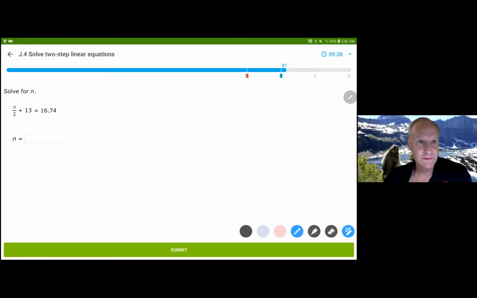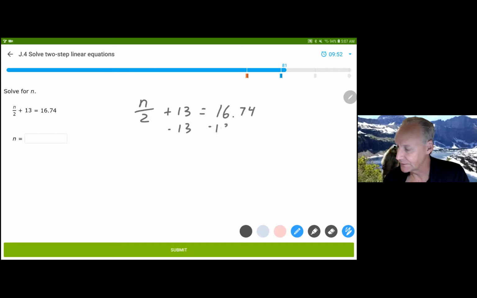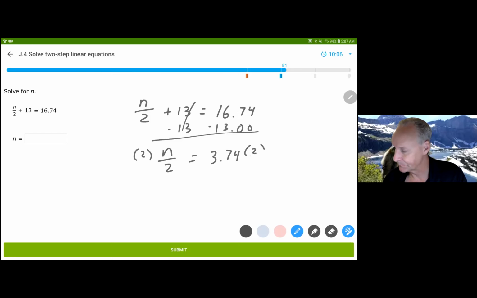This time we're going to subtract 13 and then multiply by 2. Since I have a decimal, I'm going to go ahead and write it out. It's n over 2 plus 13 is equal to 16.74. We're going to subtract the 13 from both sides. And we get n over 2 equals, and this is going to be 3.74. We're going to multiply by 2 on both sides. And we get n is equal to 7.48.